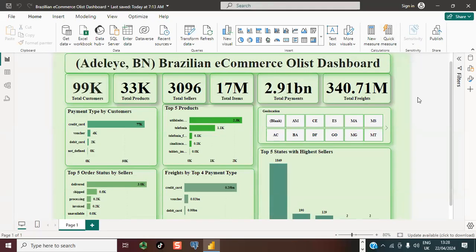Good day, everyone. Moving on to project 3 of my quantum analytics internship project, where I analyzed the Brazilian e-commerce Olist dataset using Power BI.